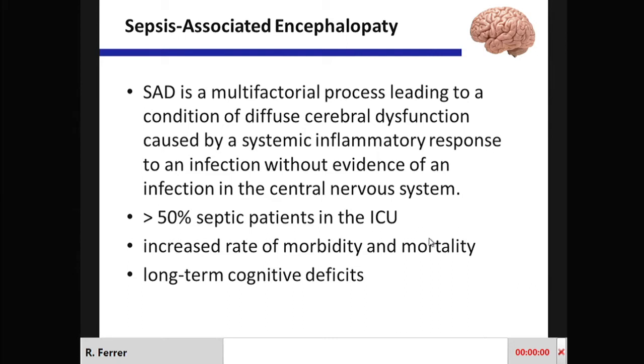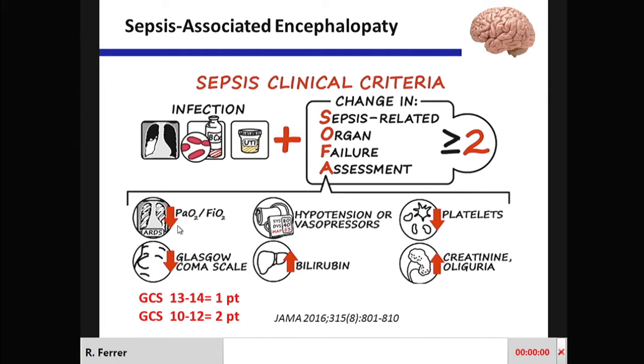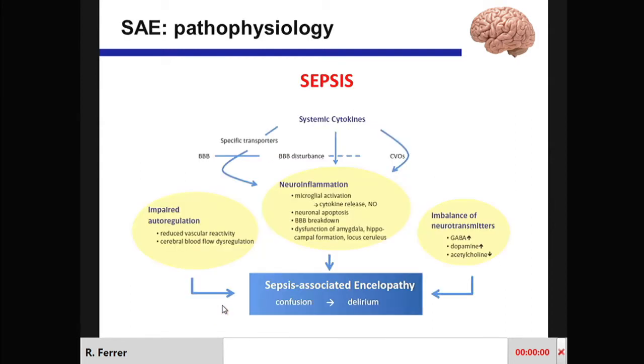Talking about sepsis, we should talk a little bit about sepsis-associated encephalopathy, which is a diffuse cerebral dysfunction caused again by the systemic inflammation. It's again very common. More than 50% of patients have this sepsis-associated encephalopathy, and it's associated with an increased rate of morbidity, mortality, and long-term effects. In fact, the brain plays an important role in the diagnosis of sepsis because it has been included in the qSOFA, and a decrease in Glasgow Coma Scale is associated with 1 or 2 points for the diagnosis of sepsis.